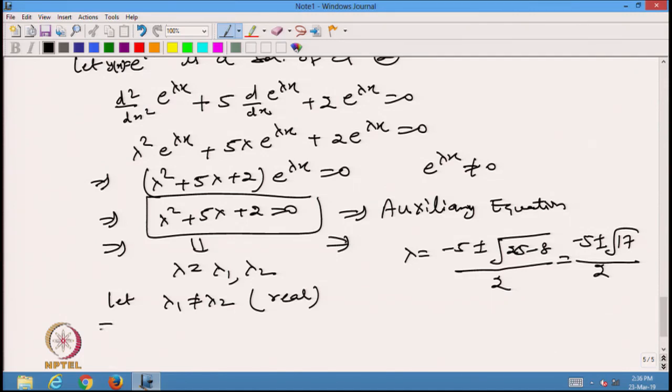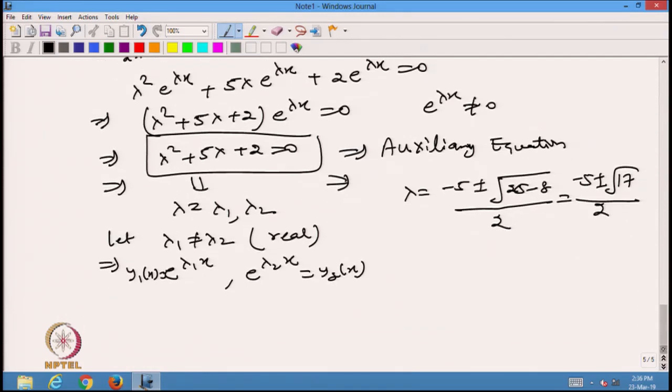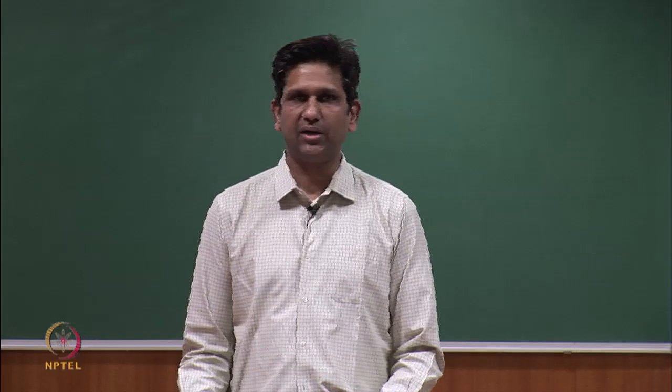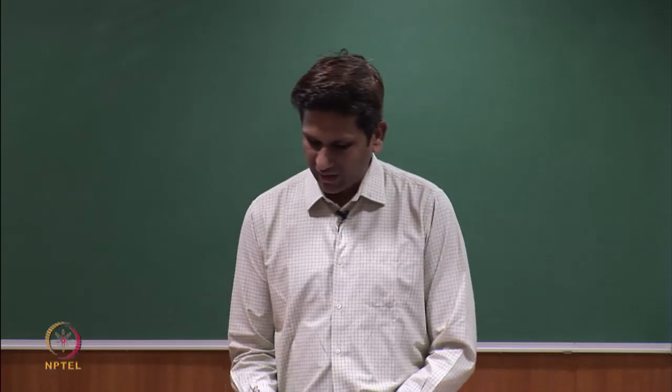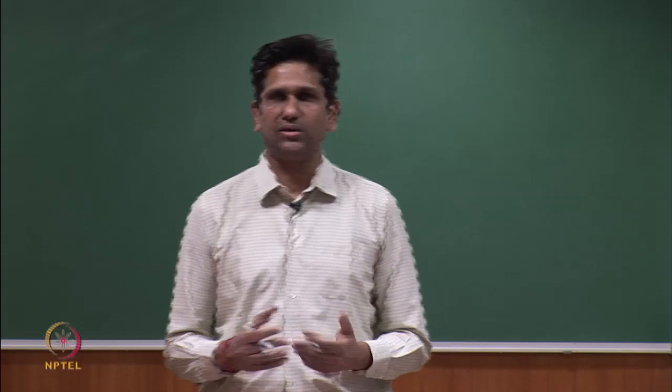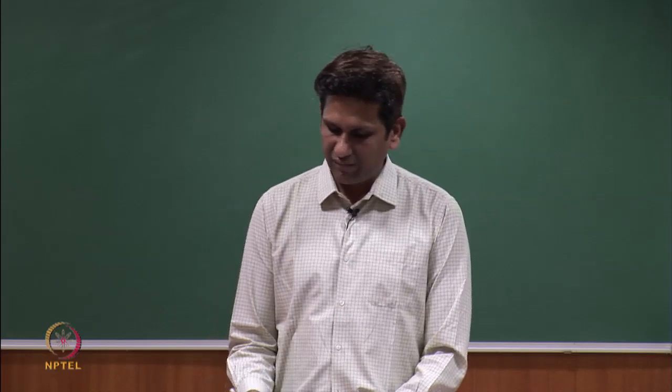In that case I will get two solutions, e^(λ1 x) and e^(λ2 x). These are the two solutions I am getting. I will call the first one y1(x) and the second one y2(x). Whenever we come across an equation which has a quadratic as its auxiliary equation, we get these two solutions. So in this case I have two solutions.